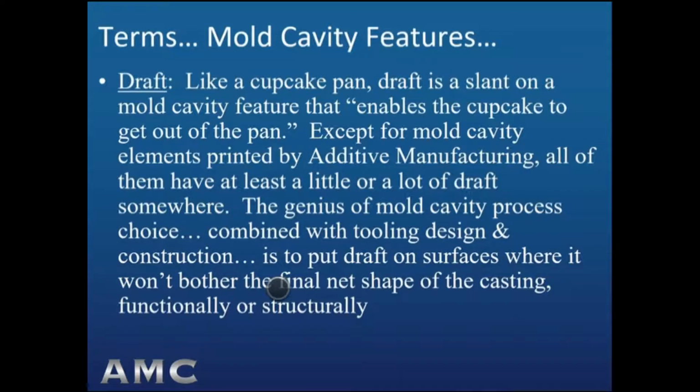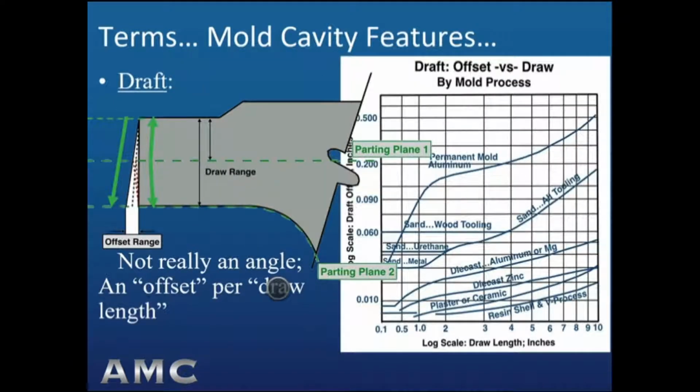Well, what does draft actually look like on a casting? Here we have a casting at the left, which is shown in gray, and we have a dotted parting line through the center of the casting. Although we express draft in drawings as an angle, it's not really an angle. It's better expressed as a draw length, which in this case is from the center of the parting plane on that casting, where the dotted line is, to the top and to the bottom. And that's the draw length.